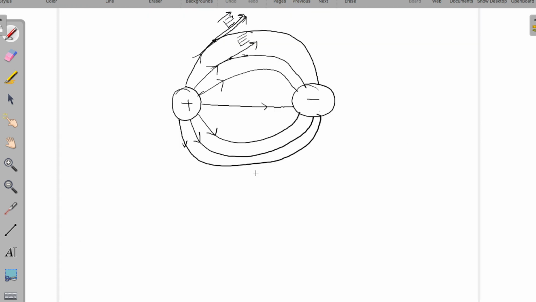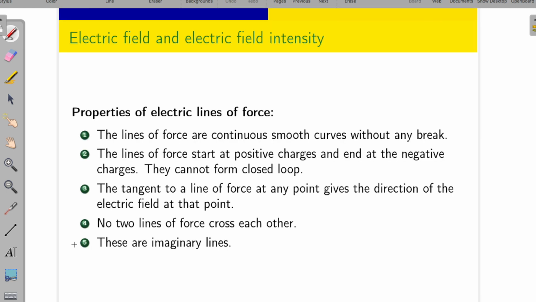It means that we have here 1, 2, 3, 4, 5, 6, 7 electric lines of force, and we can see that they are not crossing. Electric lines of force cannot be like this, because it would be crossing these lines, so they can never cross any other electric lines of force. And the last property is that these are imaginary lines.